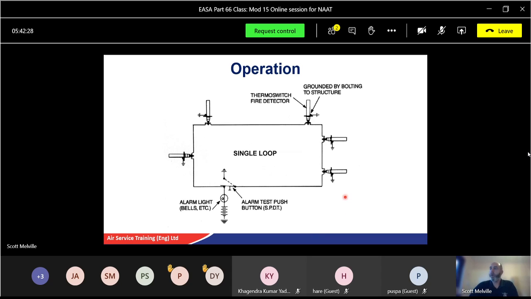Operation is quite straightforward. You'll have your single loop type system, and you'll have a push the test button to check continuity and that sort of thing, which is always a requirement. So it's configured with several heat elements that contain a pair of contacts, and that sort of thing. Quite a straightforward one, and it depends how long the system is.